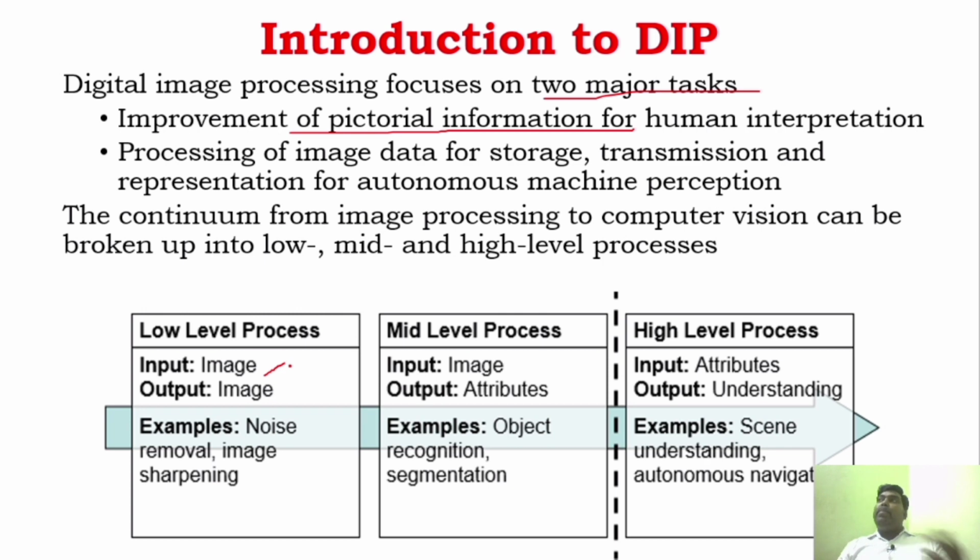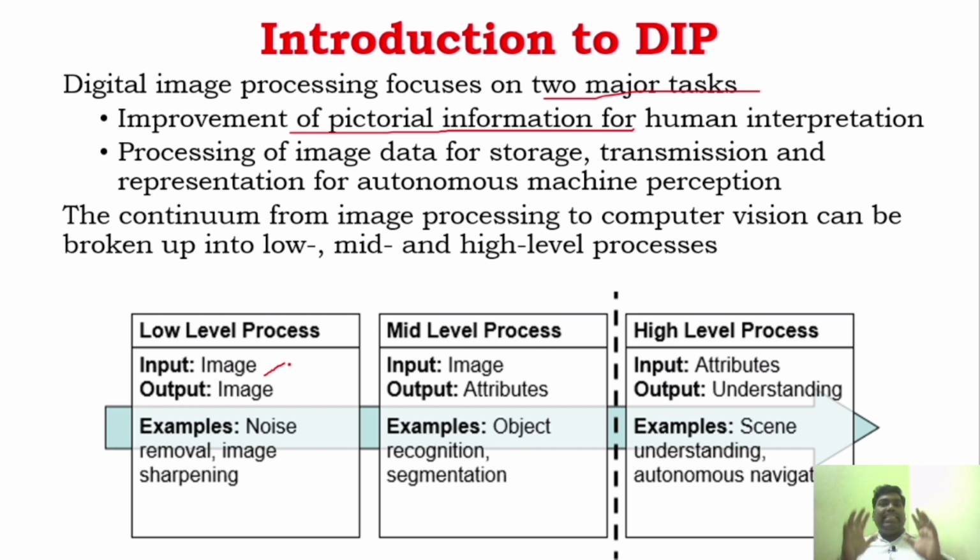The mid level process is where the input will be an image and the output will be attributes, that is, the recognition we obtain from that image, such as identifying the object or segmenting the image. That is called attributes, and it is the mid level process. And what is the high level process? Understanding that image. We are making the computer understand the image. That is the high level process, where the input will be attributes and the output will be understanding, such as understanding the scene or autonomous navigation.